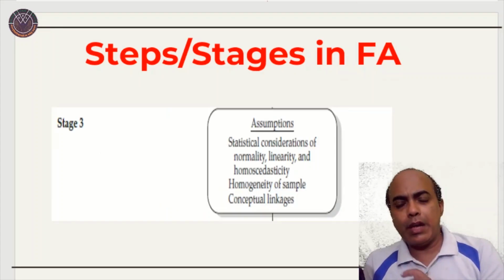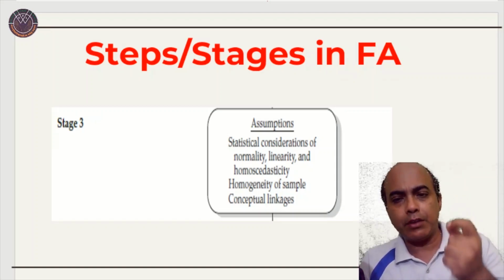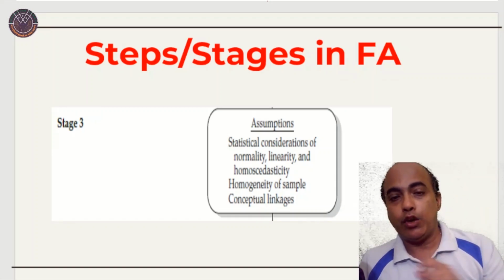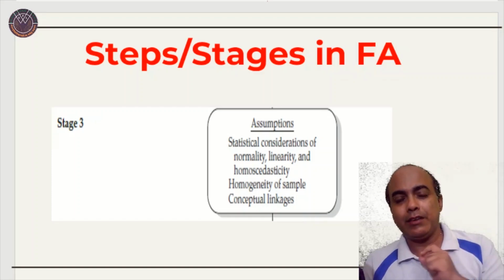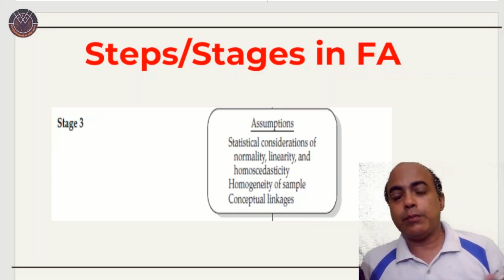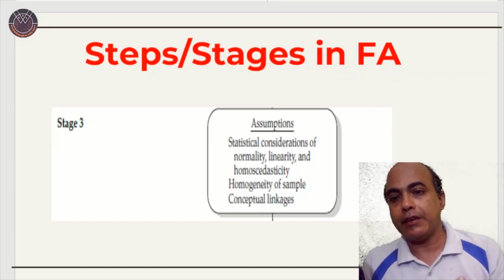Next we have to verify that the assumptions of factor analysis hold, which I have already discussed: the normality, the homogeneity constraints, the homogeneity of the sample, the KMO test, and Bartlett's test of sphericity. All these assumptions have to be tested, and only then can we proceed to performing factor analysis.